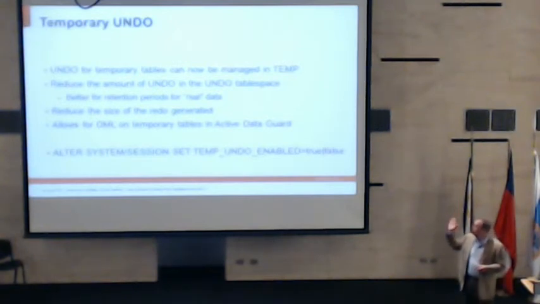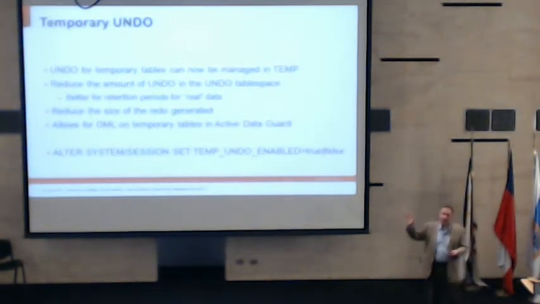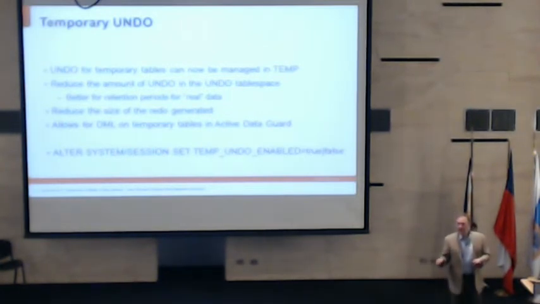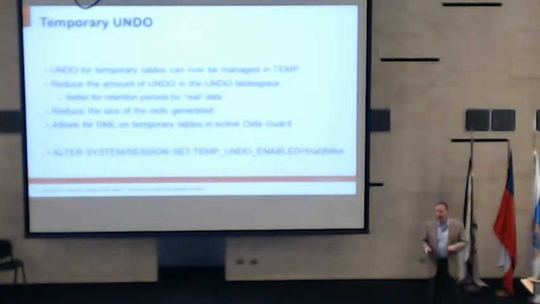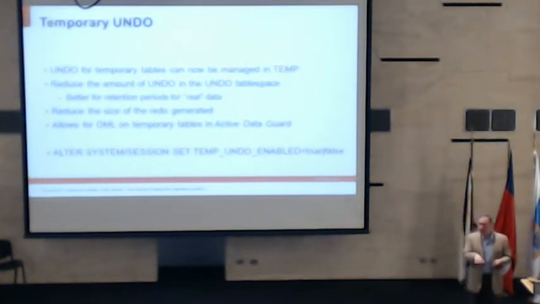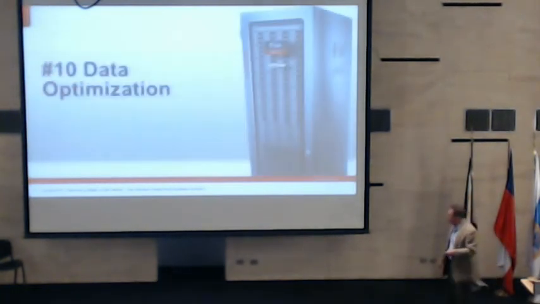In version 12, we can have the undo for global temporary tables go into the temporary table space. That means that inserts, updates, and deletes on your global temporary tables will generate 0 bytes of redo. Another side effect of this is in an active data guard environment, we'll be able to do inserts, updates, and deletes on global temporary tables, since they'll no longer write to anything but the temp table space. So you'll actually be able to do some modifications in a read-only database with this.